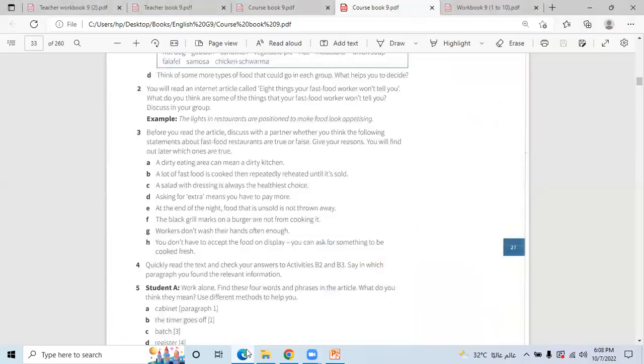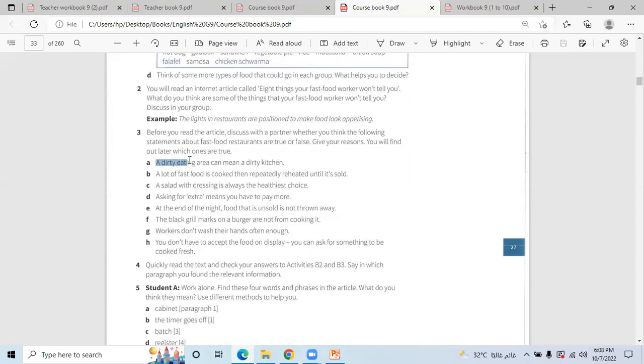All right, so here it says, before you read the article, discuss with a partner whether you think the following statements about fast food restaurants are true or false. Give your reasons. You'll find out later on. So we just read all the statements, either true or false.